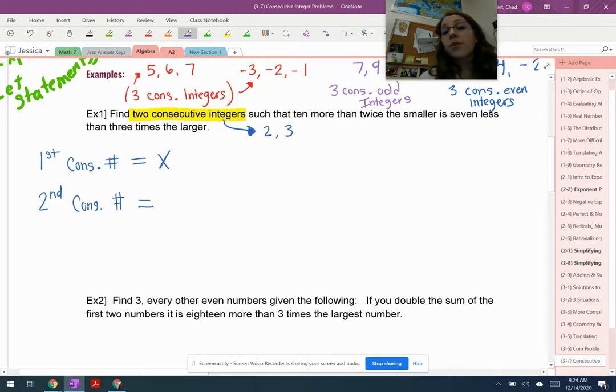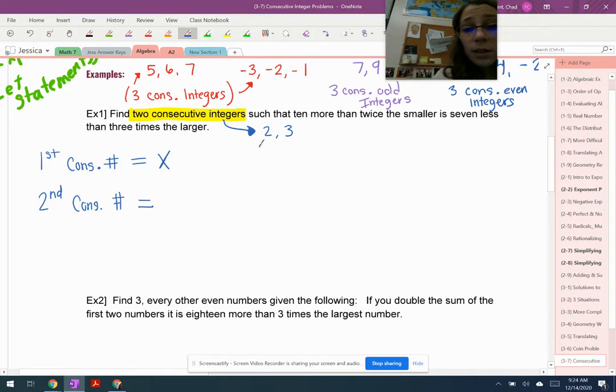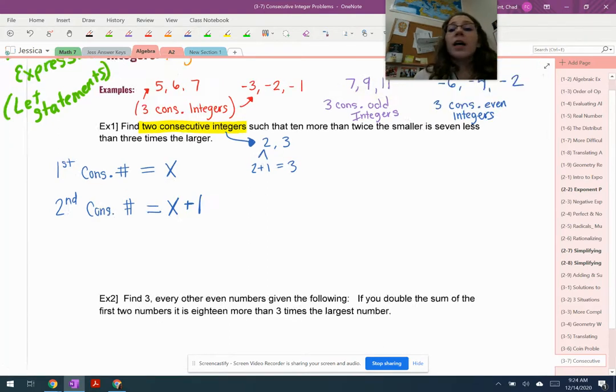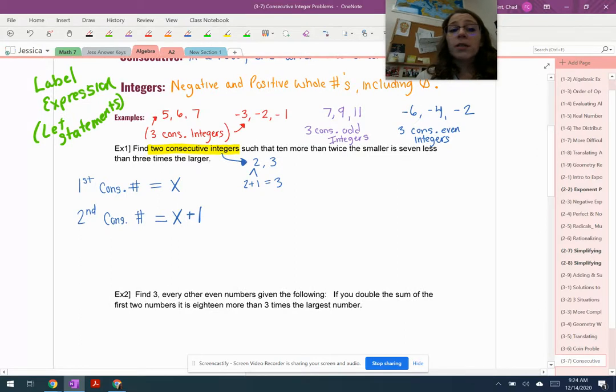Well, 2 plus 1 gets me to 3. So I'm going to change my second consecutive integer to be whatever x is, plus 1, because that would be my two integers or two numbers in a row. And your statements are mostly going to look that way: the x with the x plus 1, or plus something else, depending on the kind of problem.